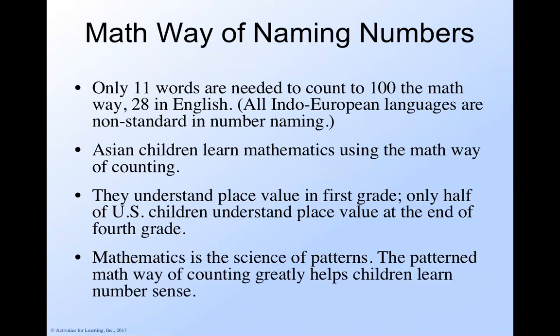Math is a science of patterns. And so the patterned way of counting really helps our kids learn their number sense. So we say 300, 3,000, 3 million. Why not go ahead and say 310 and just let them see how the pattern flows?